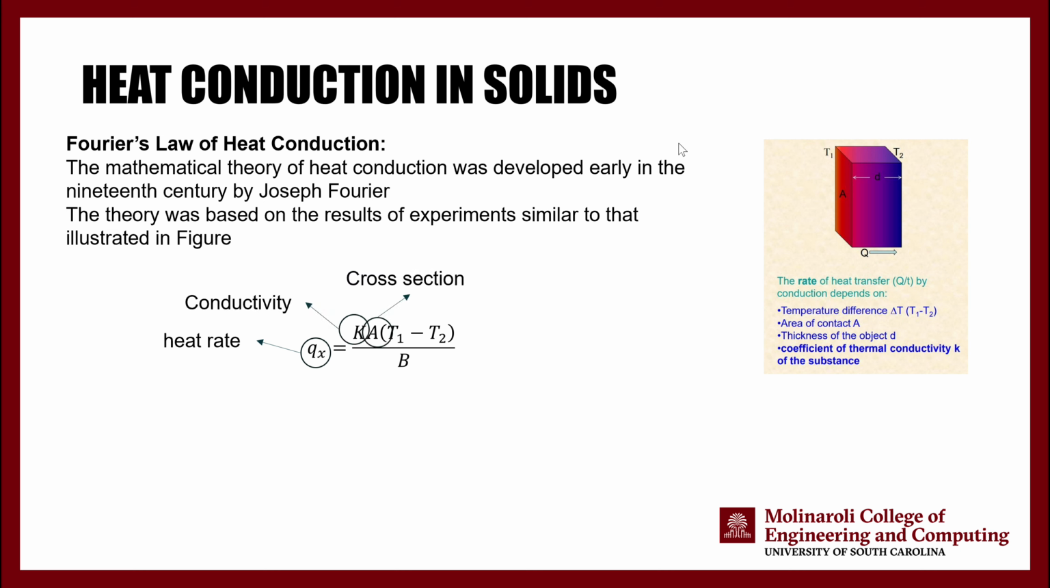multiplied by the cross-sectional area. Cross-sectional area is always normal to the direction of the movement of heat. So the cross-sectional area is not going to be this area, it's going to be this area, which is normal to the direction of heat transfer, multiplied by the temperature difference between the two surfaces or two measurement points, divided by the distance between the two measurements. So for thickness, here we use D, but in the equation we use B, it doesn't really matter, as long as you understand that this refers to the distance between the two measurement points.